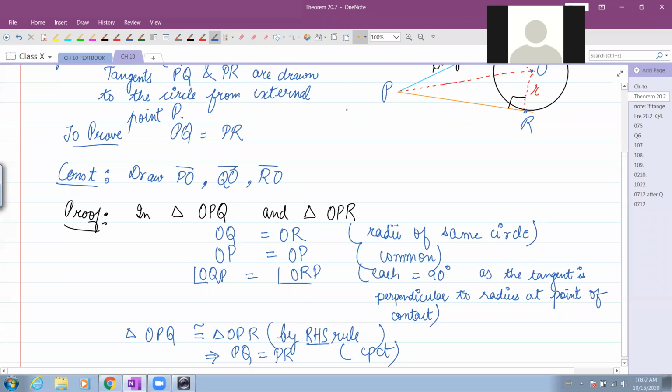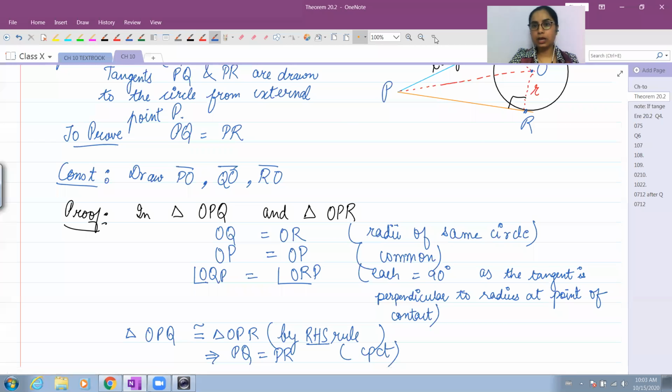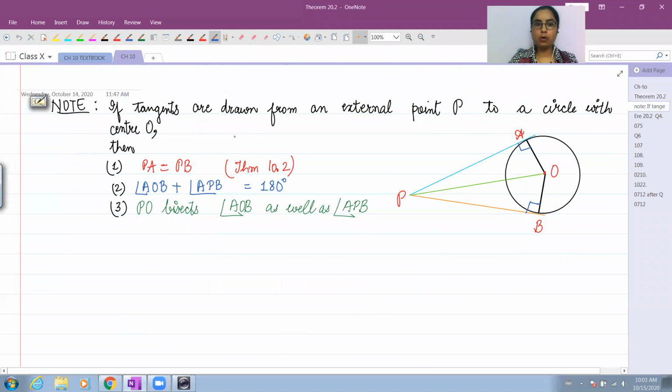Okay. Based on this theorem, there are a few conclusions that we can infer. We are going to write those conclusions in the form of a note here. So if tangents are drawn from an external point P to a circle with center O, then these are the three results that we have. The first one is what we just proved, that the tangents will be equal in length.